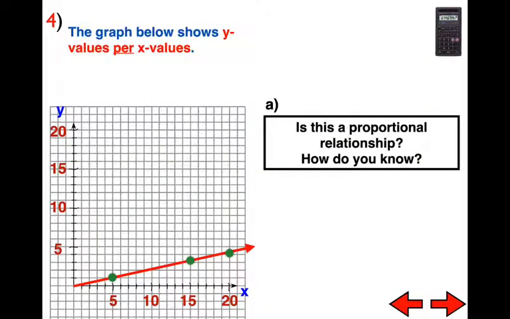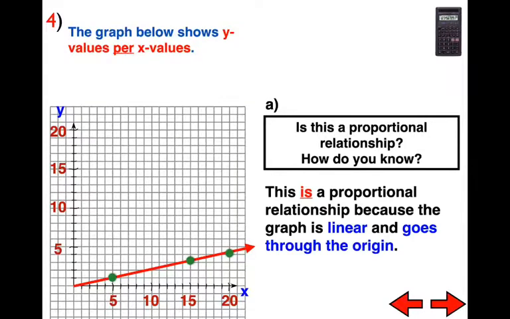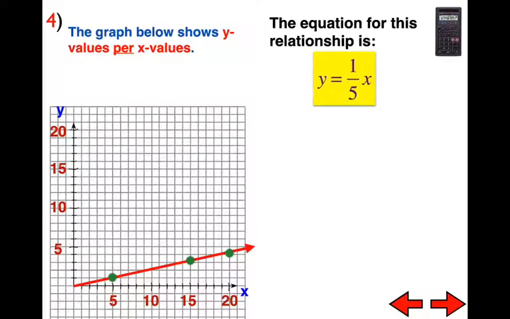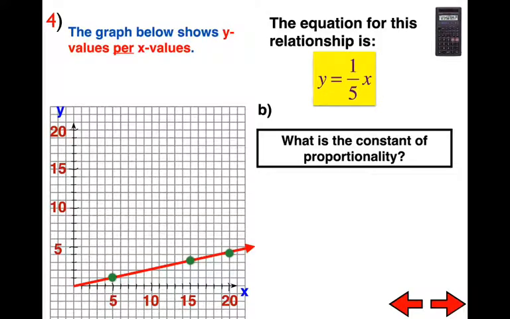All right, I think this is the last problem for today. Number 4, the graph below shows y values per x values. Is this a proportional relationship? And of course it is. The graph tells us that it is. It's linear and through the origin. The equation for this relationship, I'm going to give it to you. It's y equals 1/5 x. What is the constant of proportionality? That should be obvious. It is k equals 1/5.